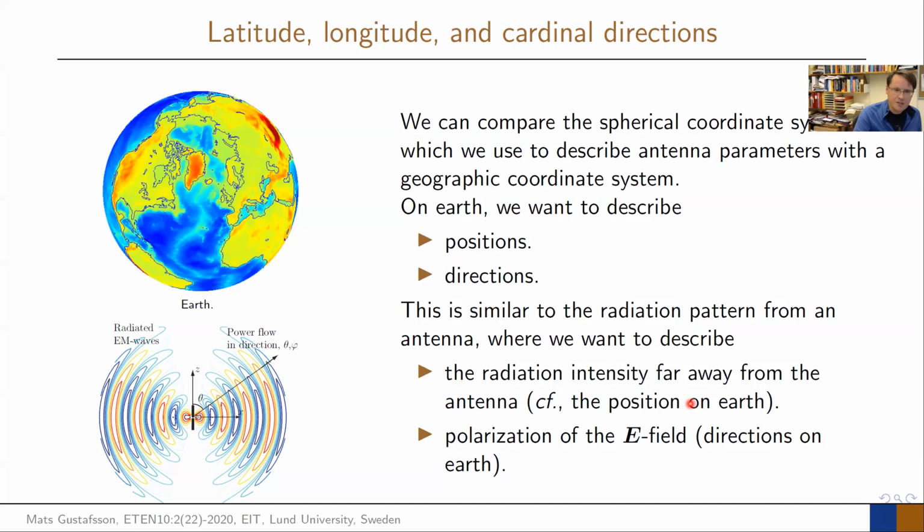So for antennas, we say the radiation intensity depends on the theta and phi angles, so on the direction where they're going, but it also depends on the polarization. And the polarization here corresponds to the directions. And in these cases, the radiation intensity depends on basically the positions. So I measure a certain power at the position, but I don't know in what direction it's pointing. That comes from the polarization. So now we can try to make a picture of this, what it means.